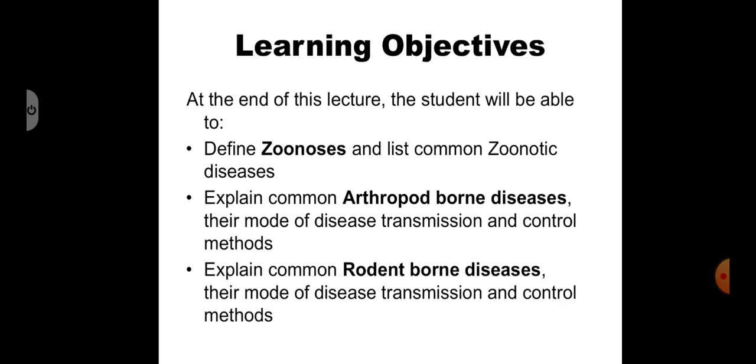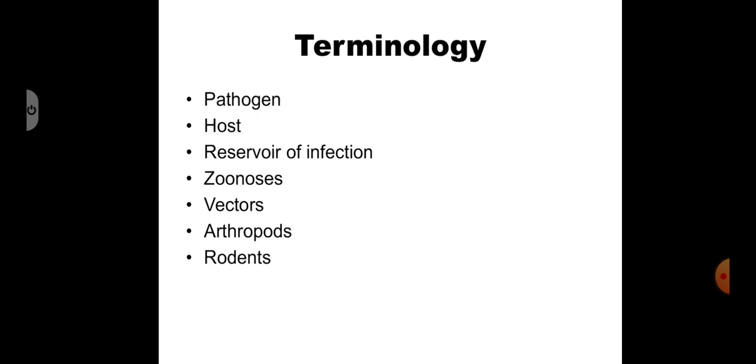At the end of the session, you should be able to define zoonosis and list some common zoonotic diseases. Explain arthropod-borne diseases, their modes of disease transmission and control methods. Explain rodent-borne diseases, their modes of transmission and control methods. So let us first look into some terminology.